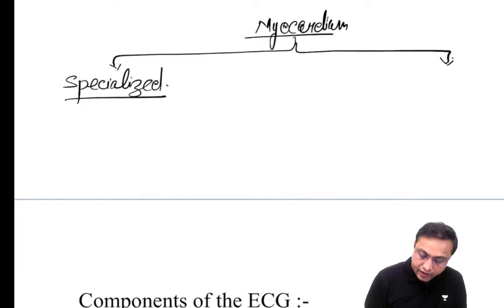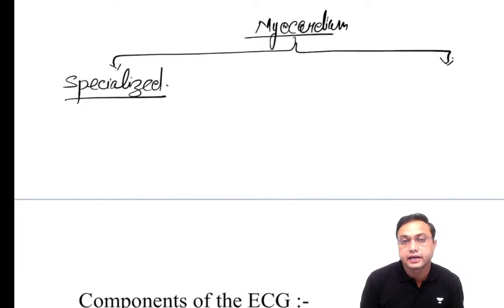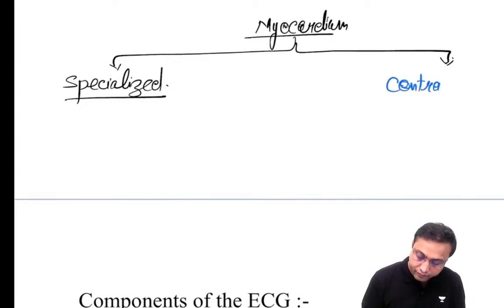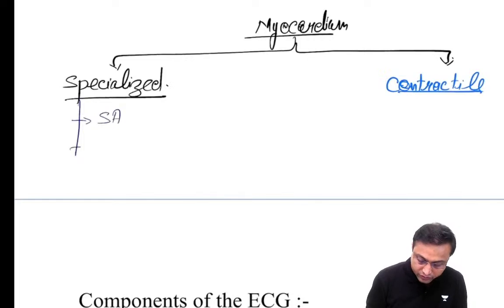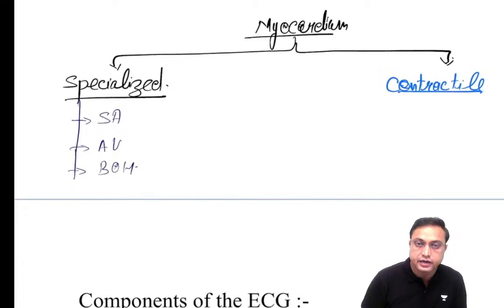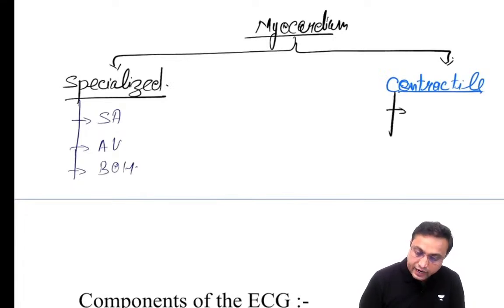Specialized myocardium. And on the other hand, you can divide this into a contractile myocardium. Now, what do I mean when I say specialized myocardium and contractile myocardium? The specialized myocardium has components like the SA node, AV node, and bundle of His, right? And the contractile myocardium has things like the atrial myocardium.